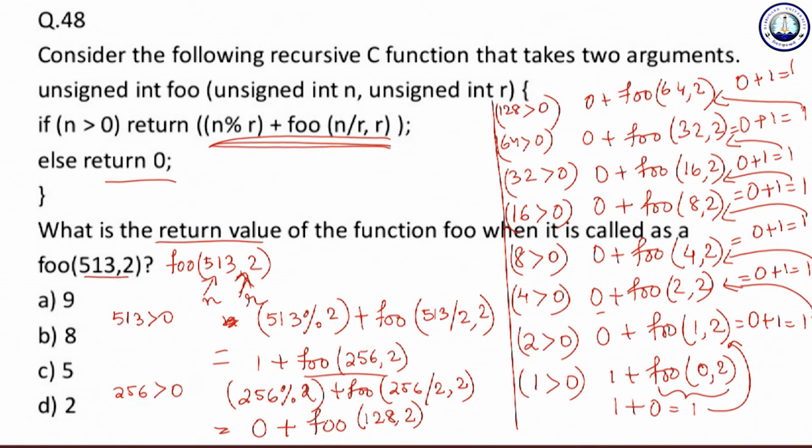That one, this one, it will be for this one. So, it will be 0 plus 1 is equal to 1, then this value. So, 1 plus 1 is 2. So, the answer for this question is 2.